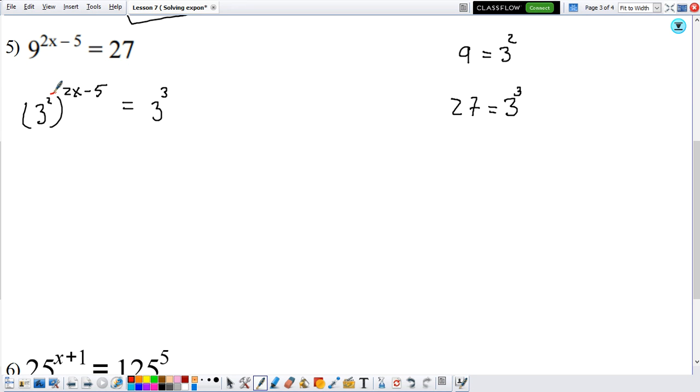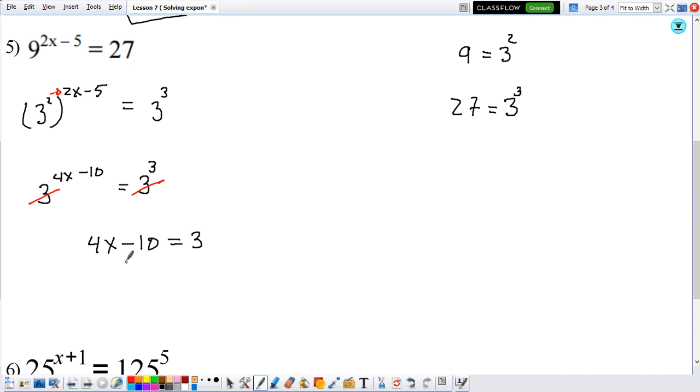Now we can distribute this exponent. So now on the left side, we have 3, 2 times 2x, that becomes 4x. 2 times negative 5, so that's negative 10, equals 3 to the third. Notice that they have the same base now. So what can we do? We can just cancel them out. And now we're just going to set the exponents equal to each other. So now we're going to have 4x minus 10 equals 3.